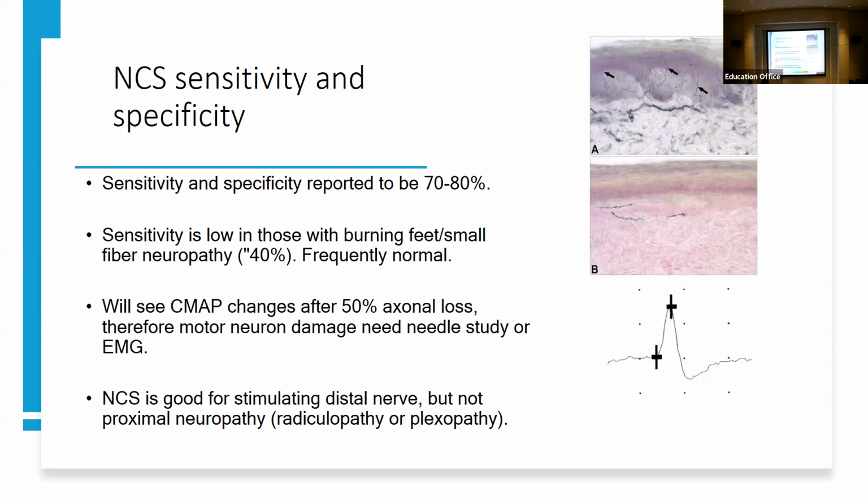Nerve conduction is also good for stimulating the distal nerves, but for the proximal, it's very difficult to check. It usually uses very large amplitude to get the response, and will have a lot of interruptions. So it is not good for proximal neuropathy, such as radiculopathy or plexopathy. That's why you need the EMG part.